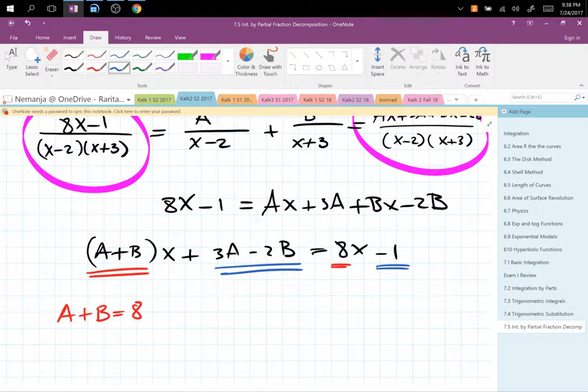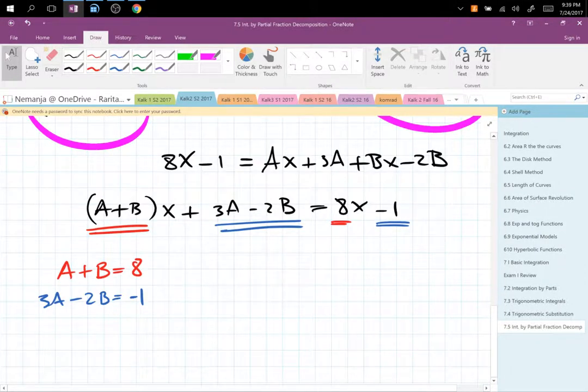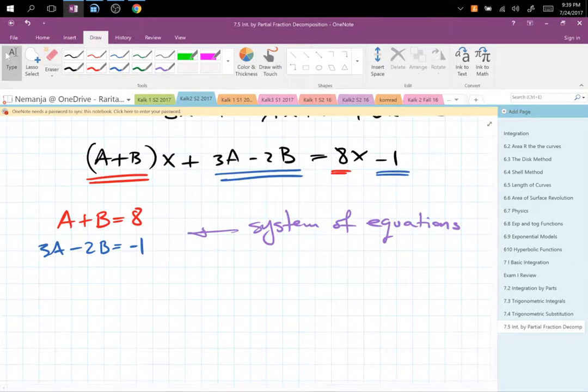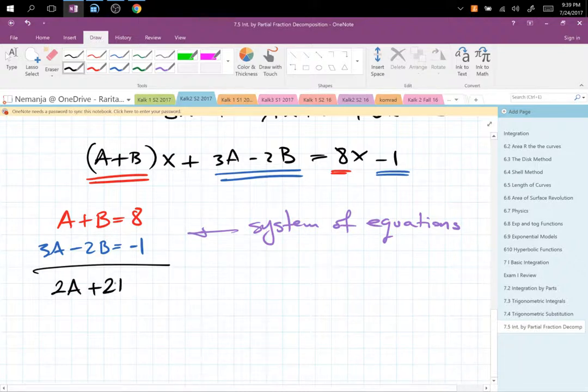And from the blue equation, I get that 3a minus 2b is negative 1. This over here is the system of equations. So solve it. Multiply the top by 2. Solve it any way you know. I am not imposing any method. Whatever works for you, use it to solve it.